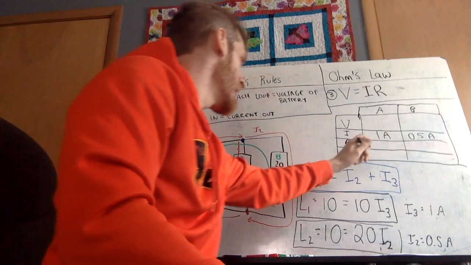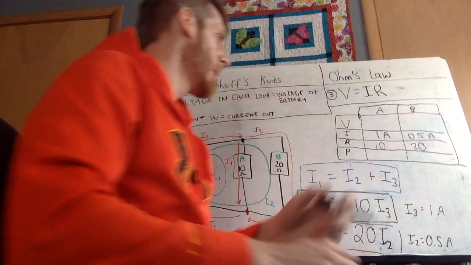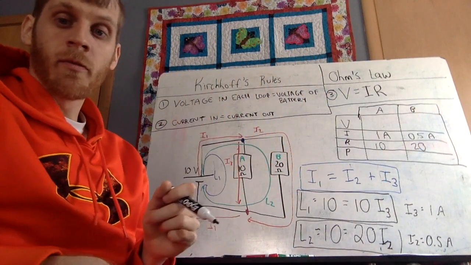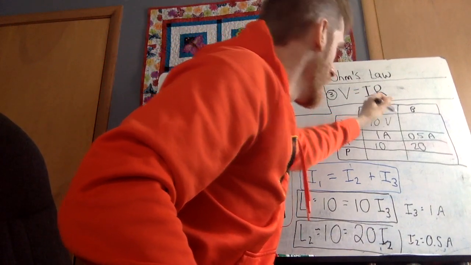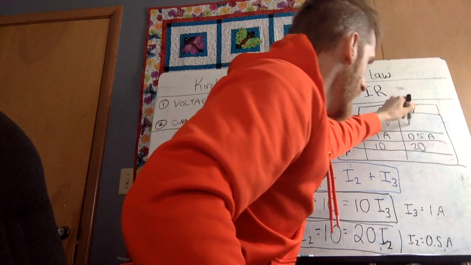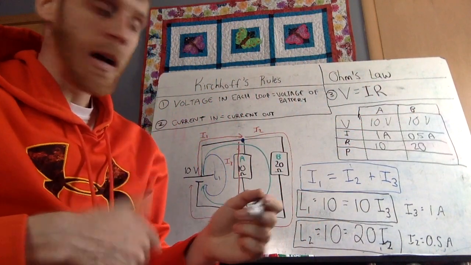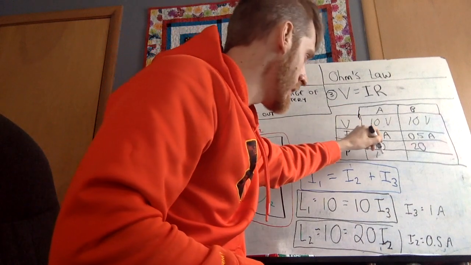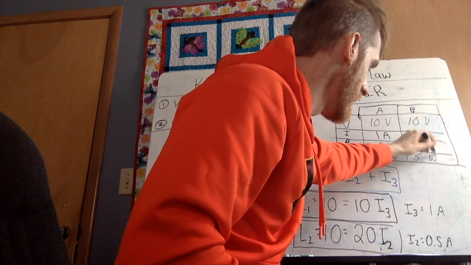Resistor A is 10 ohms. Resistor B is 20 ohms. All right. Then I can use V equals IR to figure out the voltage. 1 times 10 is 10 volts. And then 0.5 times 20 is 10 volts. And then I can use I times V to get the power. 1 times 10 is 10 watts. And 0.5 times 10 is 5 watts.